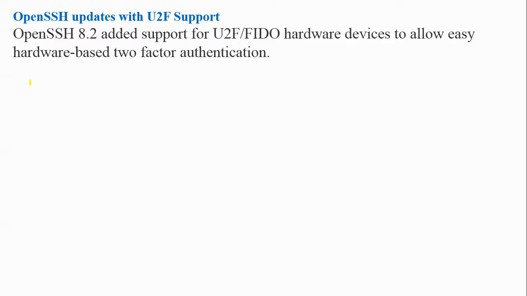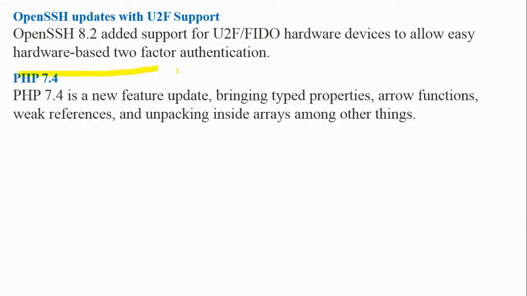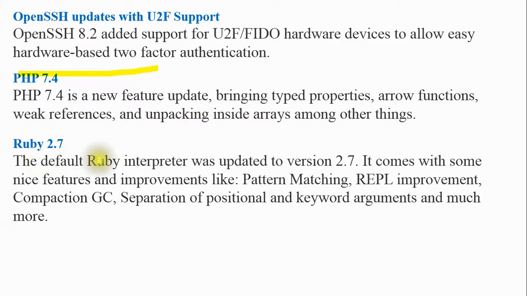And here OpenSSH updated to 8.2. OpenSSH 8.2 added support for U2F/FIDO hardware devices to allow easy hardware based two-factor authentication. And PHP 7.4 is a new feature update bringing typed properties, arrow functions, weak references, and unpacking inside arrays, among other things. And Ruby 2.7, the default Ruby interpreter was updated to version 2.7.